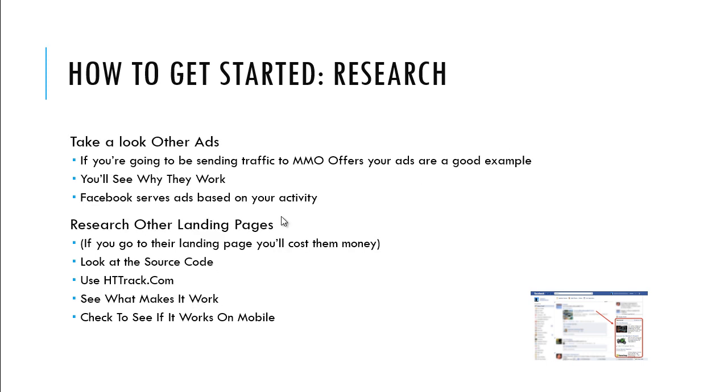Actually, what we're going to do is continue on and just finish up this section on research. There are a few more things that are pretty important in this particular phase, and two things in particular. One of the ways in which you can tell what you want to offer is to get a fix on looking at other ads. Now, most of the people watching this tutorial are going to be sending traffic to make money online offers. So the ads that are being shown to you are going to be a good example. You'll see exactly why they work.